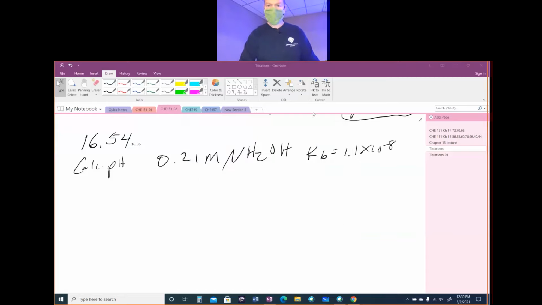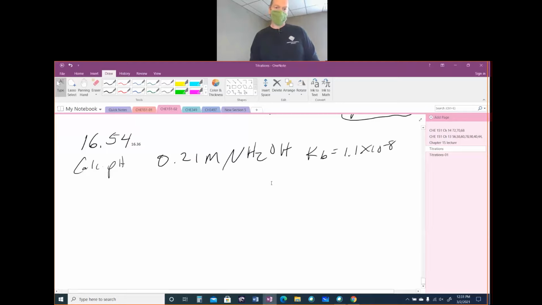All right, we're gonna continue on doing some homework problems out of the textbook. So we're on number 54. Number 54 gives us a base, NH2OH, and a 0.21 molar of the base. You look up the Kb, and it is 1.1 times 10 to the minus 8. We have a base, so we're going to write the Kb reaction.